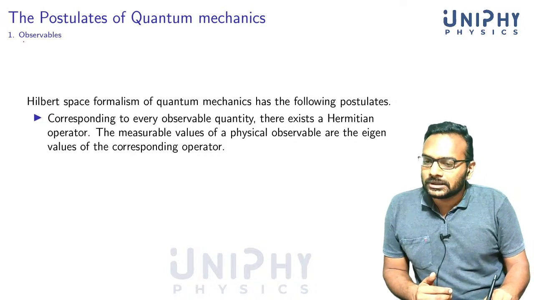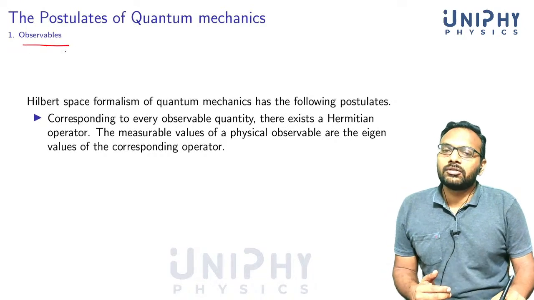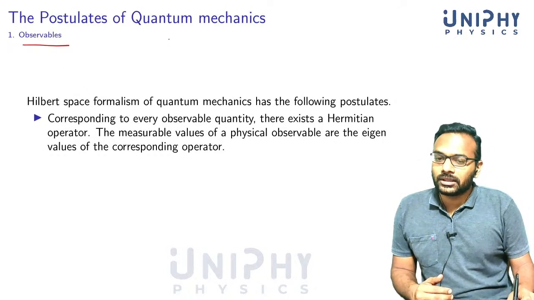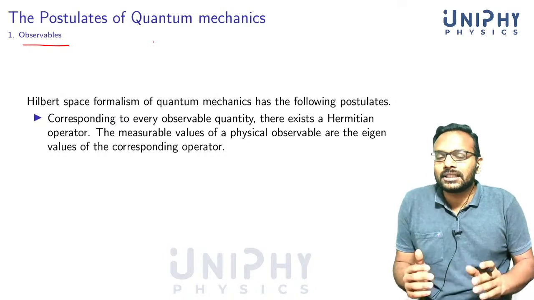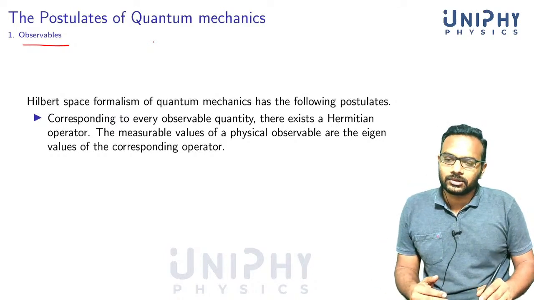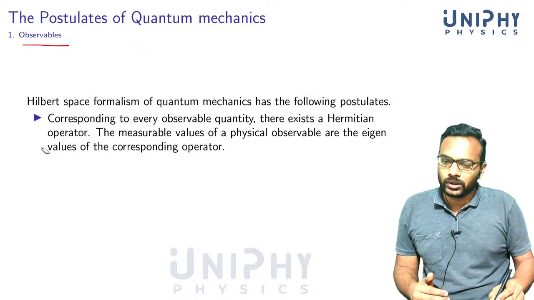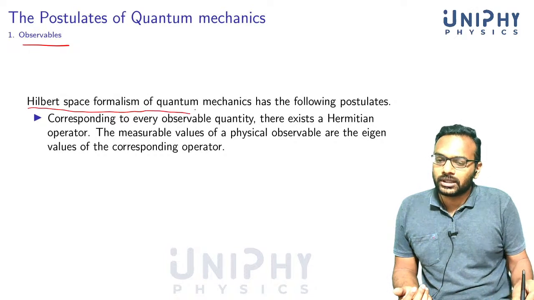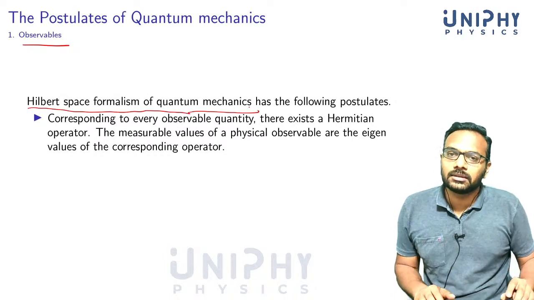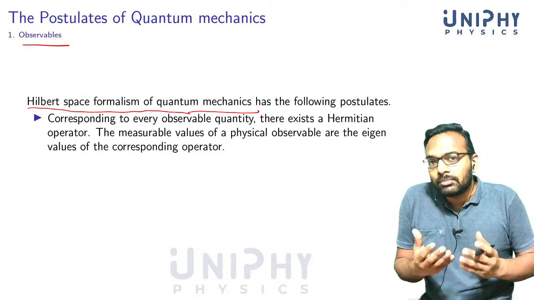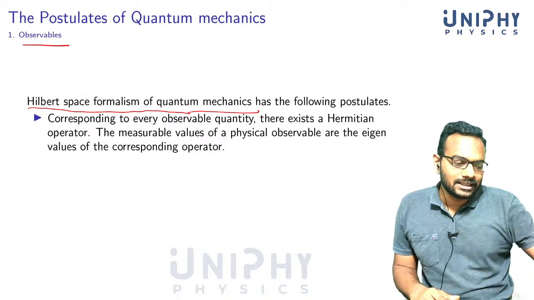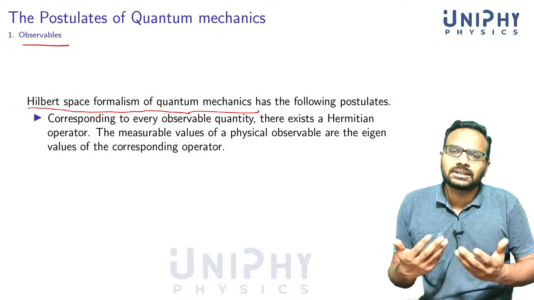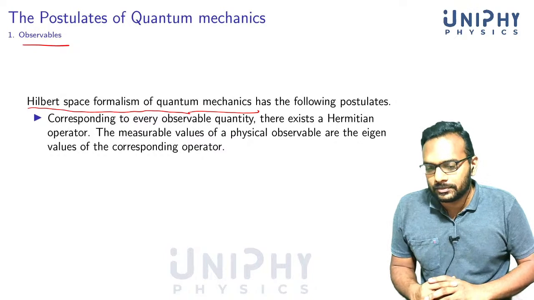So the first postulate is regarding the observables. Observables means measurable quantities. You may not get the same set of postulates in all textbooks. There are different formulations of quantum mechanics. What we have been discussing is known as the Hilbert space formalism of quantum mechanics. Even the Hilbert space formalism doesn't have a specified set of postulates in exactly the same manner. Different books express it in different ways.